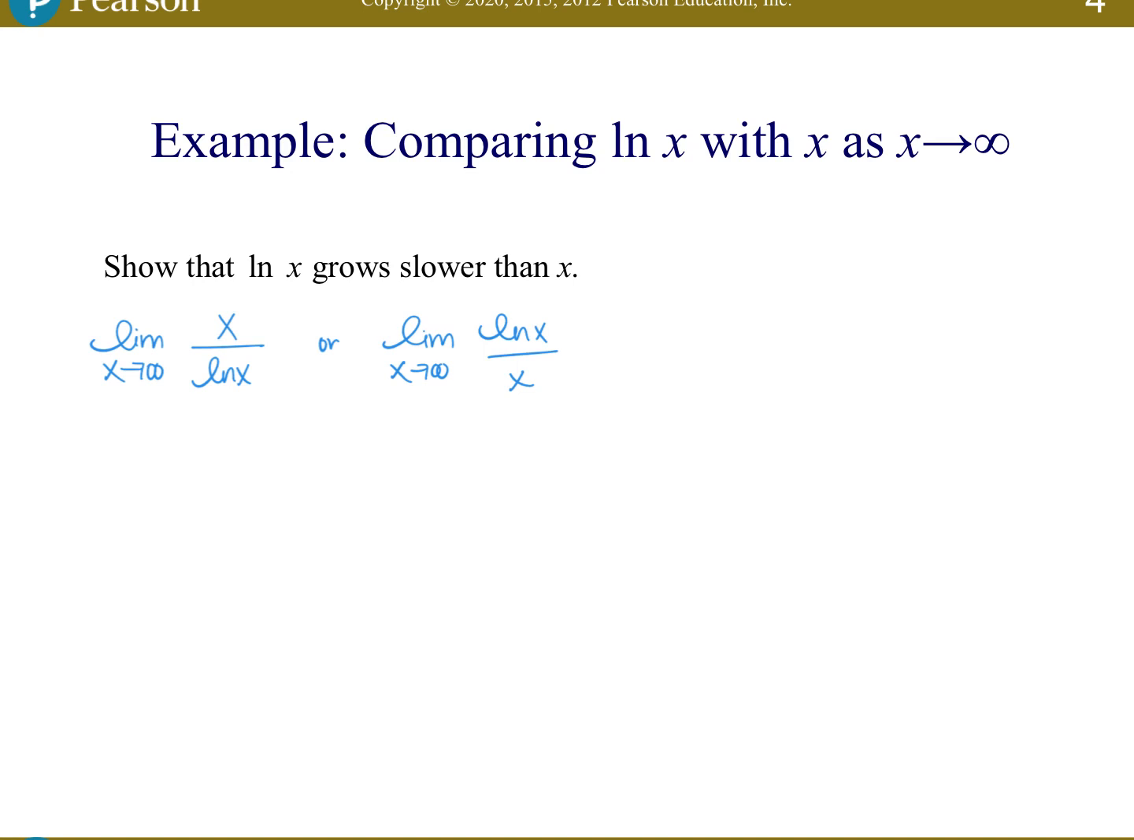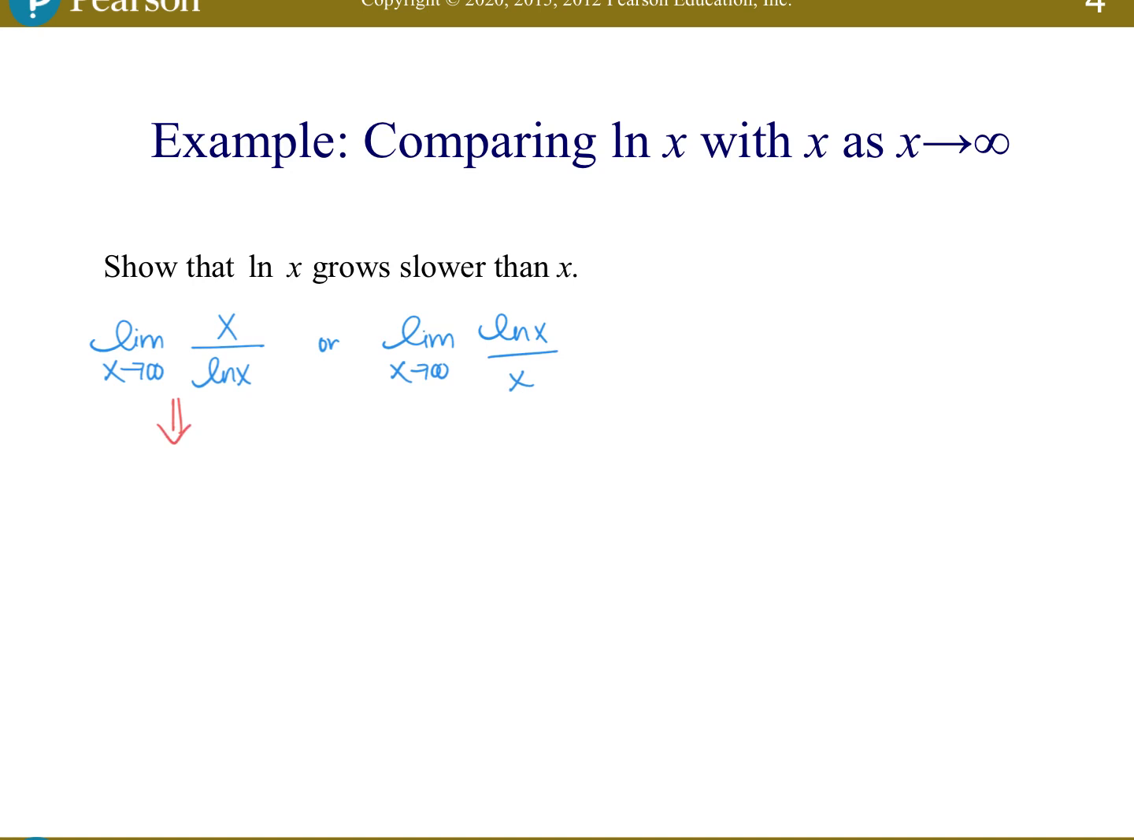Either way, the result should end up showing you that x has the faster growth rate and that ln x does not. So it doesn't matter to you. To me, just show me your work either way. So let's show this one.